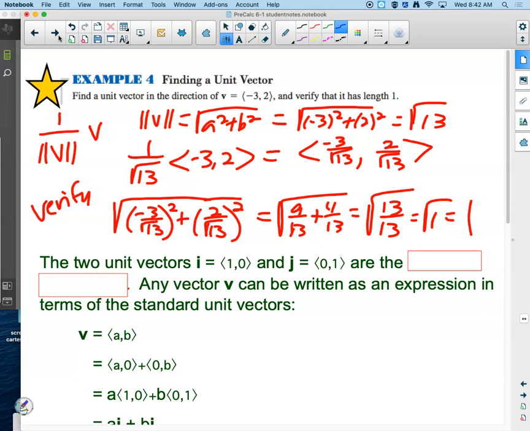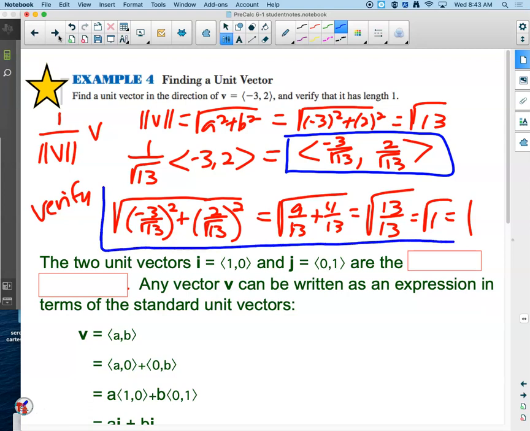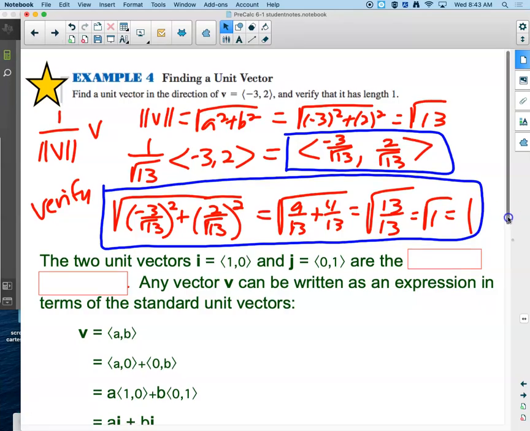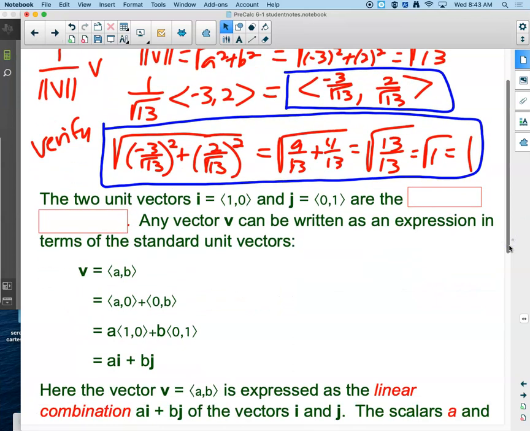So let's see, I suppose I better circle our two answers here. So the first one was finding that, and then the second one was the verification that in fact, yeah, it comes out to 1. We get a unit vector there. Now, the two unit vectors that they mentioned earlier are i and j, 1, 0 and 0, 1. Those are the standard unit vectors.